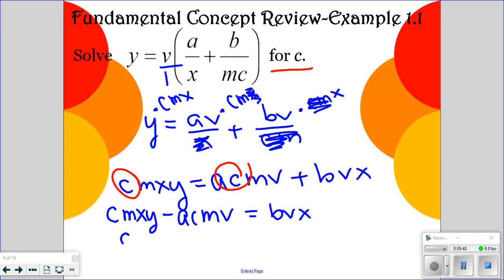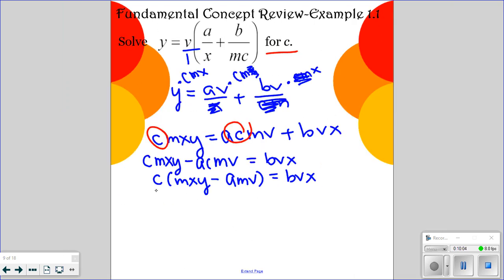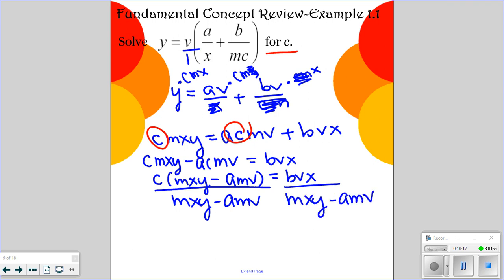From here you're going to factor out the C that is in both of these terms. And so I'm going to have C and then XMY minus AMV equals BVX. And then to solve for your C, you're just going to divide by the other part of that term, which is MXY minus AMV, and you're going to do that on both sides. And so this over here is going to be your answer. That is what C equals, because this part cancels out.